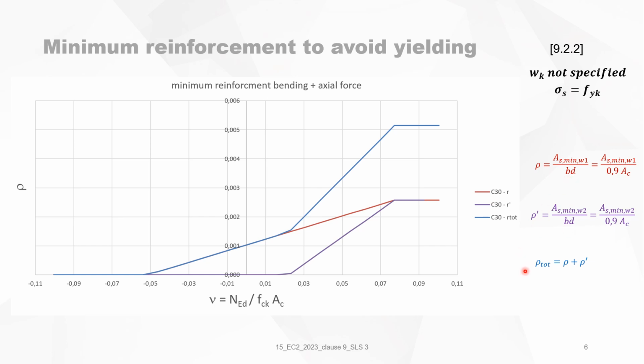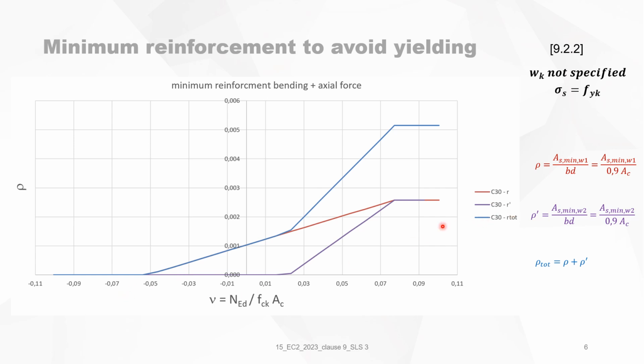To make a proper comparison, we assumed that G is equal to 0.9 times H. It doesn't matter, but it makes it a little bit easier to compare it in the graph. So it means that rho is defined as AS min W1 divided by AC divided by 0.9. This coefficient is just a factor, so it doesn't matter a lot for the conclusions that you can make.